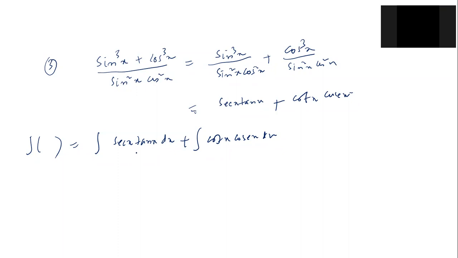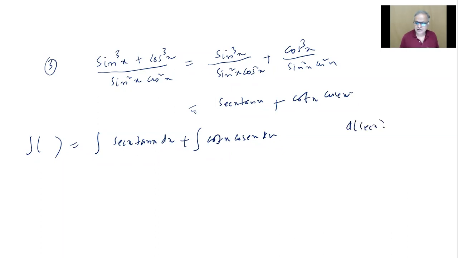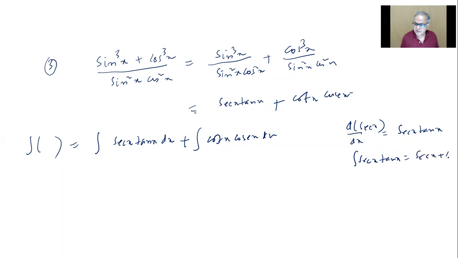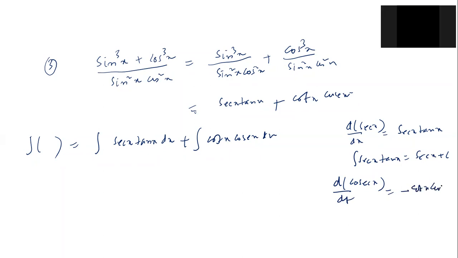Go back to the differentiation table. You turn your pages, I'll wait. Look, the derivative of secant x by dx was secant x tan x. So the integral of secant x tan x is secant x plus c. Similarly, we also know the derivative of cosecant x by dx was minus cot x cosecant x.